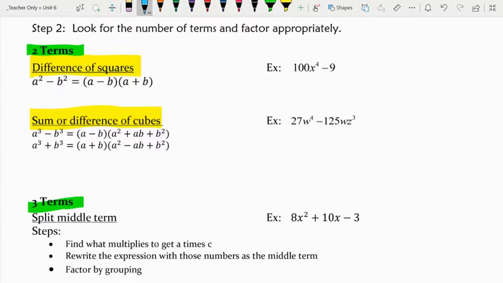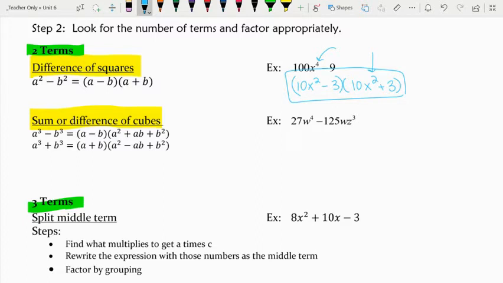So difference of squares, remember, take the square root, and then one's a plus and one's a minus. Notice how this is to the fourth, so that means that when you square root that, you get squared.